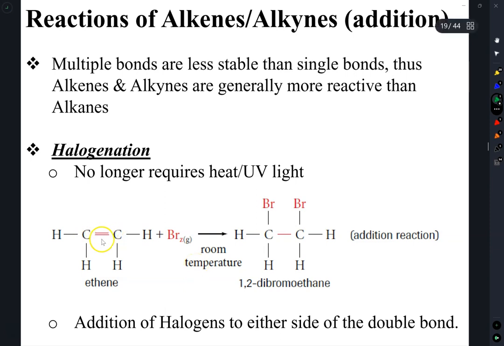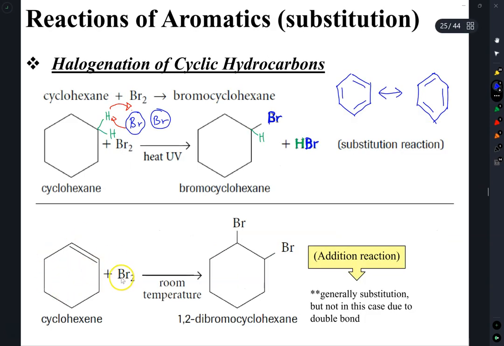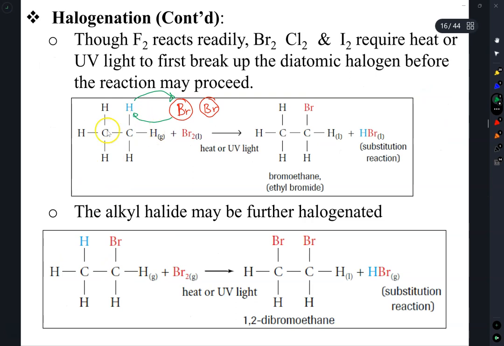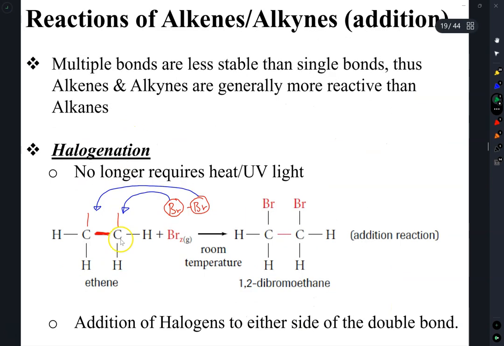So here we would have the double bond break, turning into a single bond, thereby opening up two new bond sites, where each of these bromines can then be added on. Similarly, the halogenation of a ringed alkene or ringed alkyne only requires room temperature, and once the double bond breaks, forming a single bond, two new bond sites open up, and our bromine atoms can be added on. So, as you can see, being in a ring structure doesn't make it more special or different from the chemical reactions that occur with a straight chain alkane, or a straight chain alkene, or a straight chain alkyne.